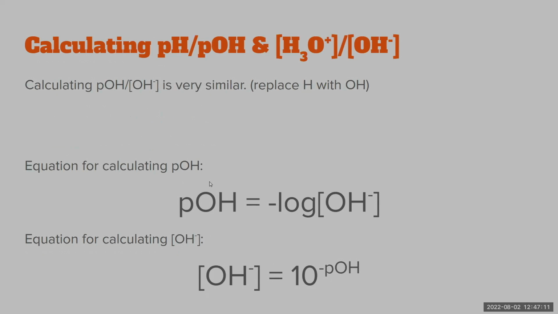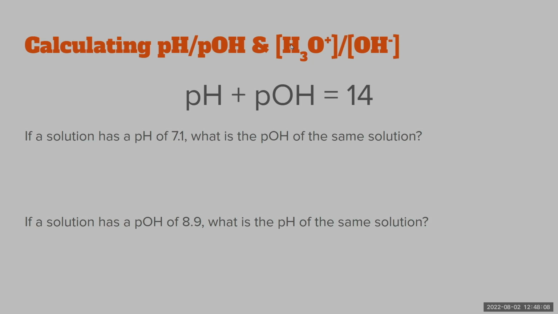So calculating the pOH is really similar. You really just replace the H with OH anywhere you see it. So pOH is equal to the negative log of the concentration of the hydroxide ion. And the way you calculate the hydroxide ion is you just take 10 to the negative pOH. So it really is the same formula, more or less. Okay, so some examples of calculating pH and pOH. Before I go into calculating them, I should mention that the pH and the pOH should add up to 14.